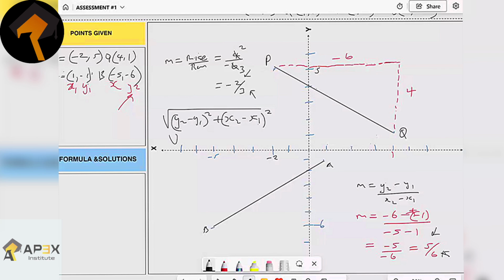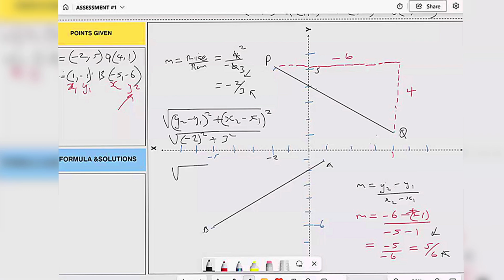All I have to do is just go ahead and find the square root of (-2) squared plus 3 squared. That would have naturally been it. So that's going to be the square root of 4 plus 9. So the answer is going to be root 13 units. All right, that's essentially the answer.